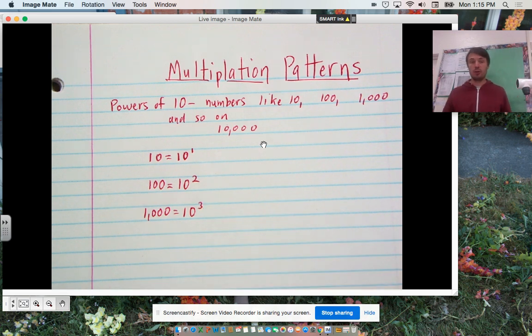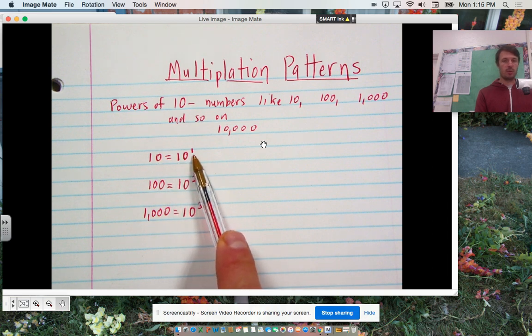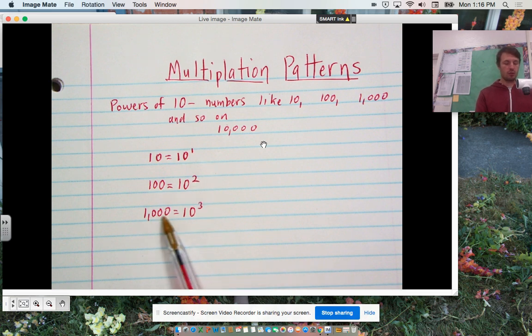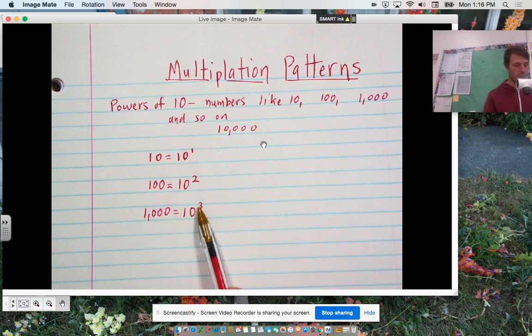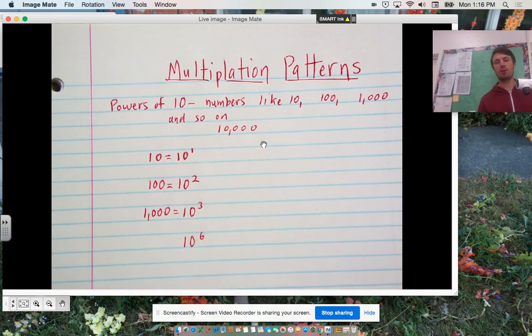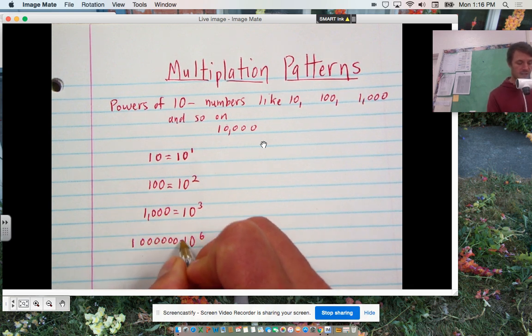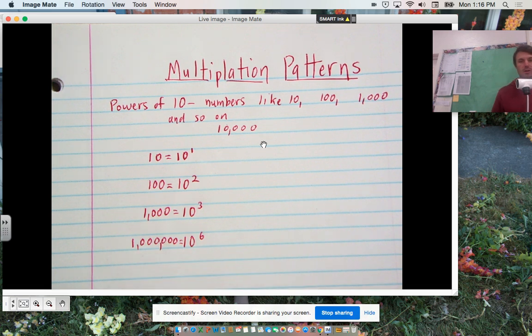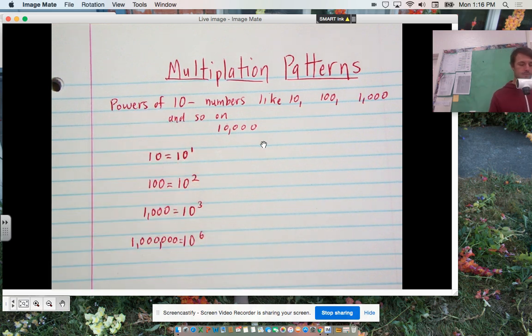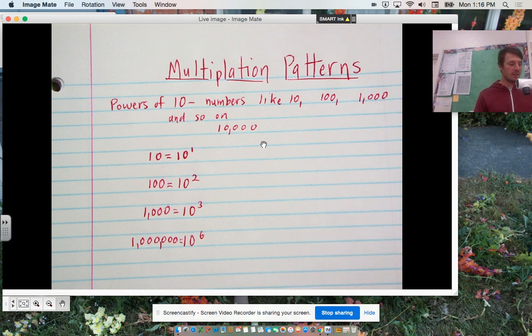Now, I want you to notice something here. If there's 1 zero, you put a 10 to the first power. If there's 2 zeros, it's a 10 to the second power. And if there's 3 zeros, you put a 10 to the third power. So if we were going to put 10 to the sixth power, that would be a 1 with 1, 2, 3, 4, 5, 6 zeros, which is 1 million. So 10 to the seventh power would be 10 million, and so on. That is a multiplication pattern because it's a pattern that repeats.